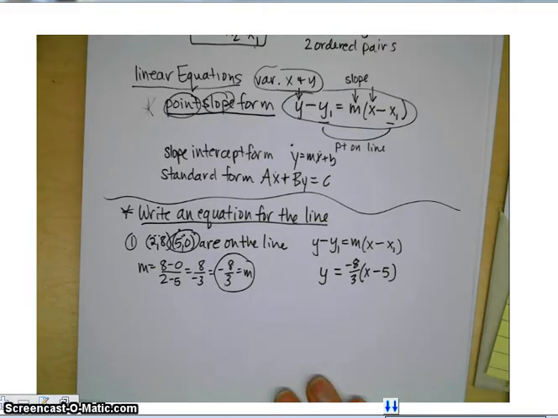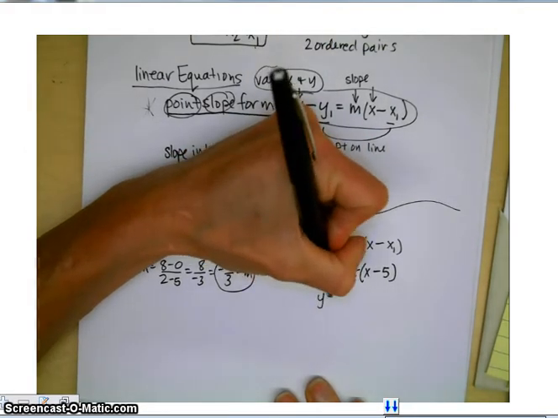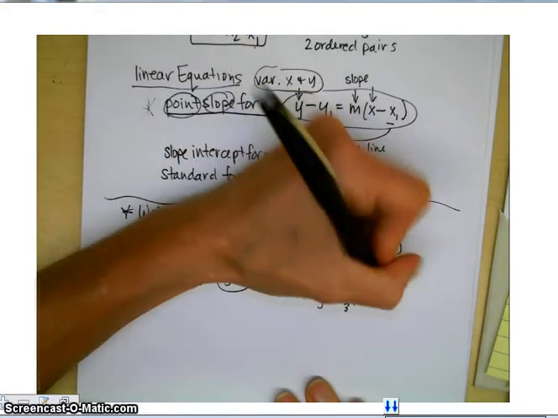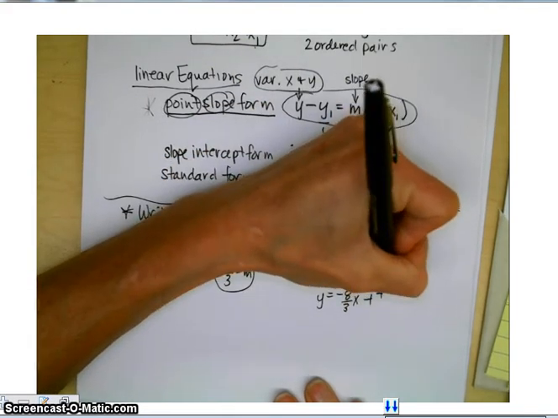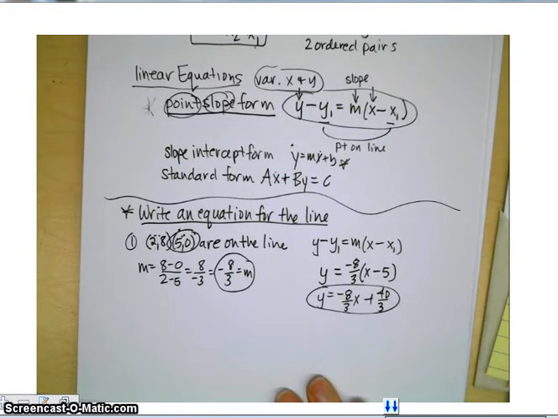Now all I'd have to do to get it in slope-intercept form that you're all used to using, in this case, is just distribute. So y would equal negative 8/3 x minus, and 2 negatives make a positive, 8 times 5 is 40/3. And there's my linear equation.